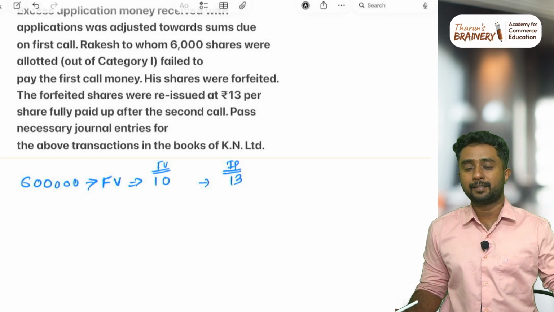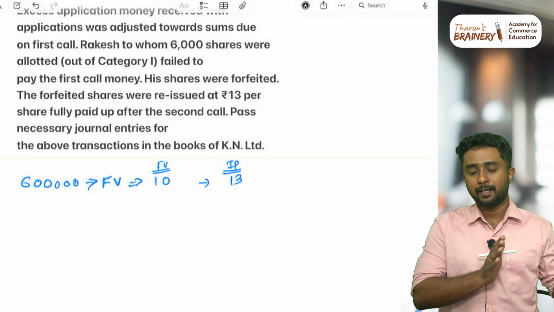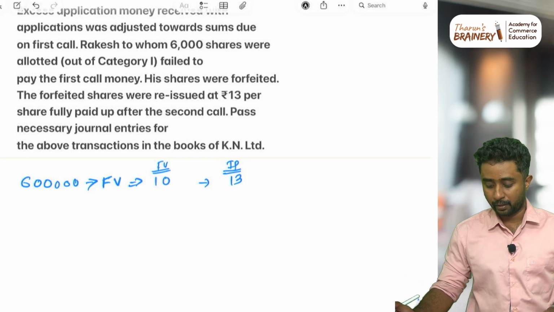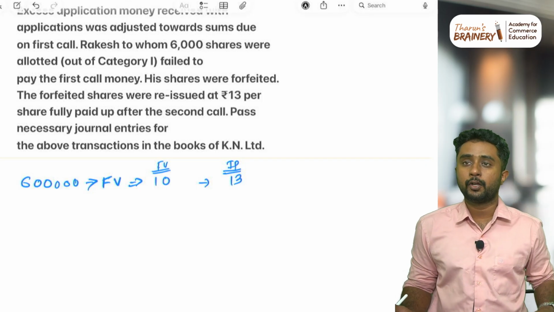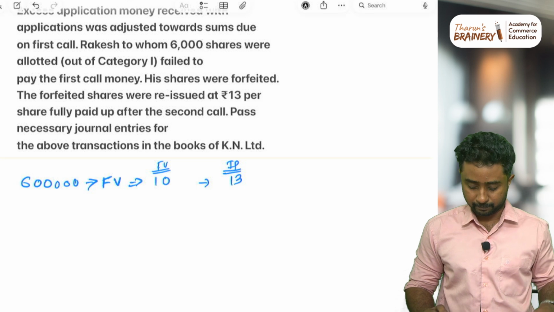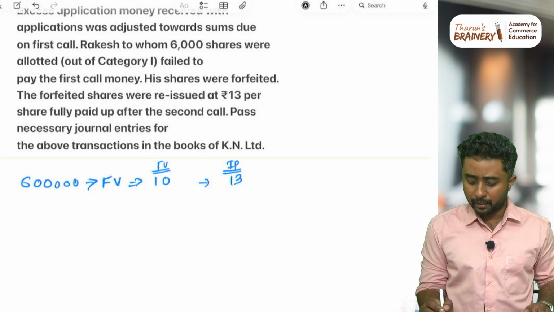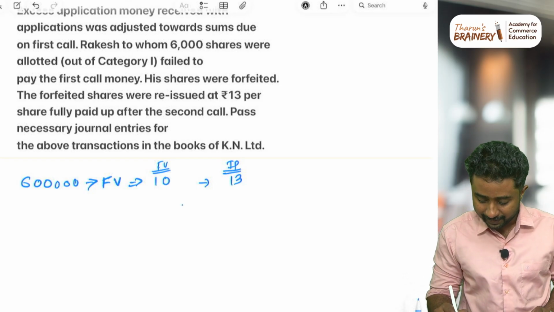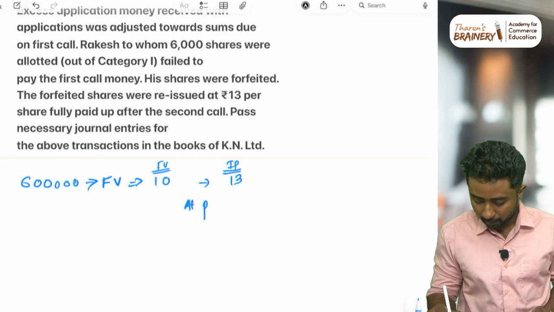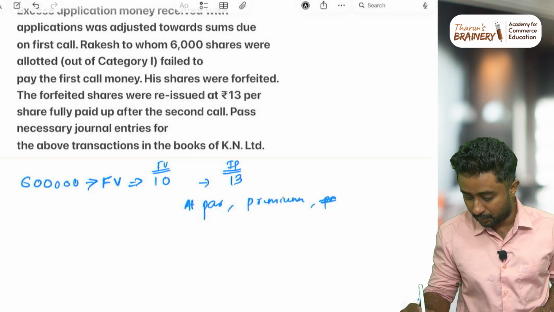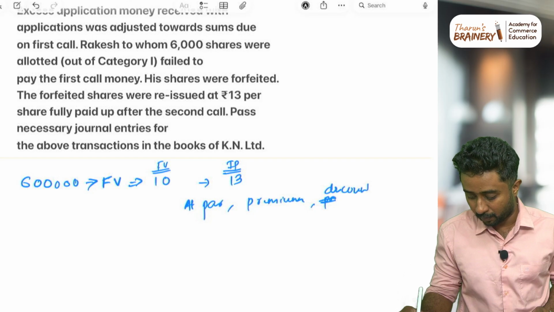Here MRP doesn't mean the maximum price. Here it means the original price. Just take it as the original price of the share. Issue price means what you have to pay to get the share completely. Now when you compare these two values, the difference tells you whether these shares are issued at par, premium or discount. So the next step is to find out whether these shares are issued at par, premium or discount.